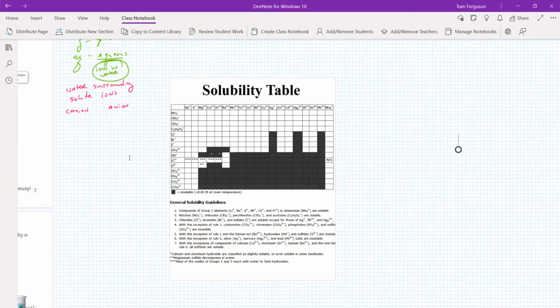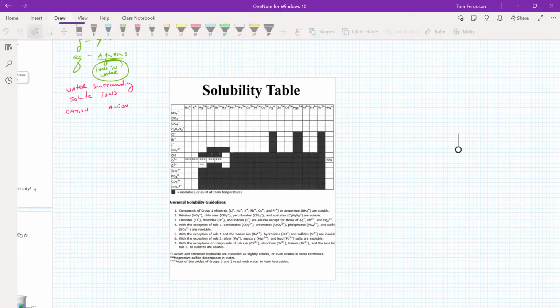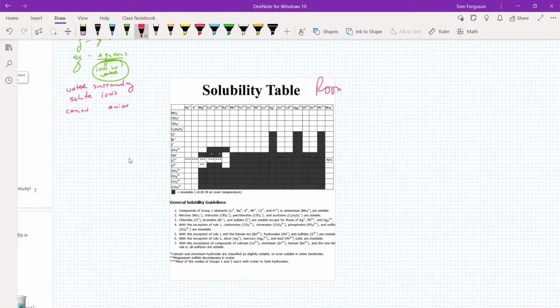Okay, when we mix ions together, a cation and an anion in water, and real important, at room temperature, 23 degrees Celsius, room temperature, this is what we get. So when we match an anion and a cation together, we will see where they come together, and it'll either be white or black. If it's white, that means that the ions are apart.